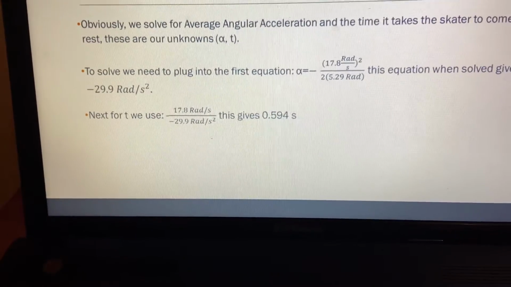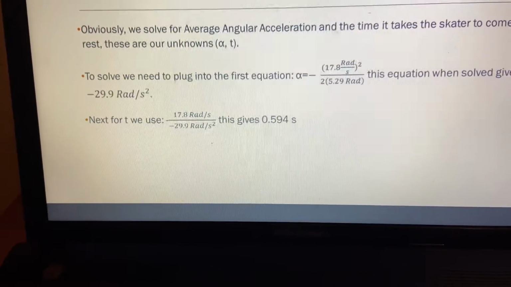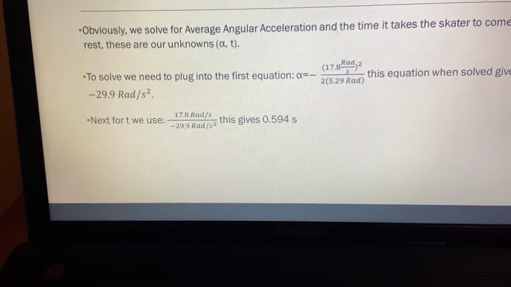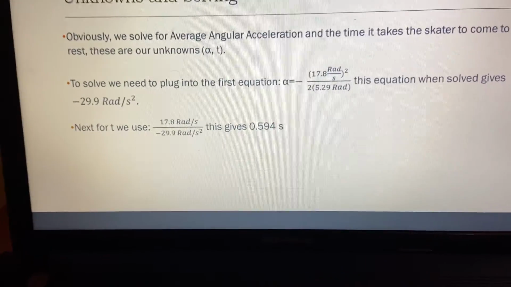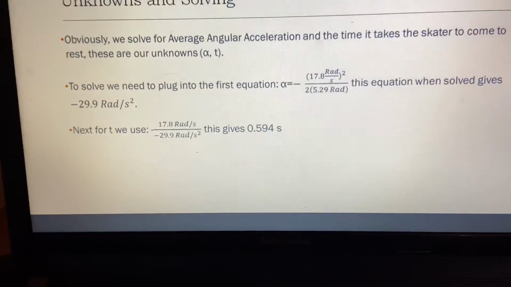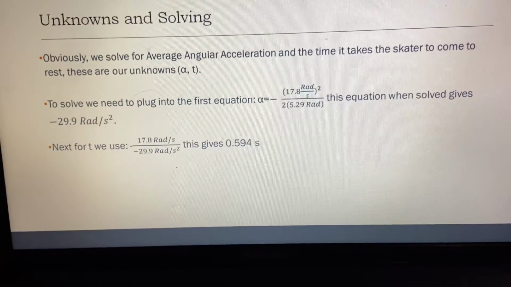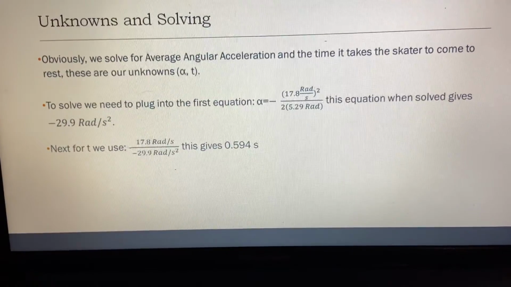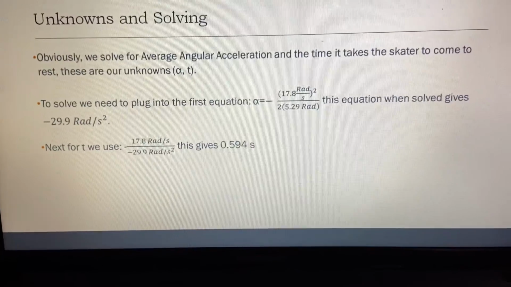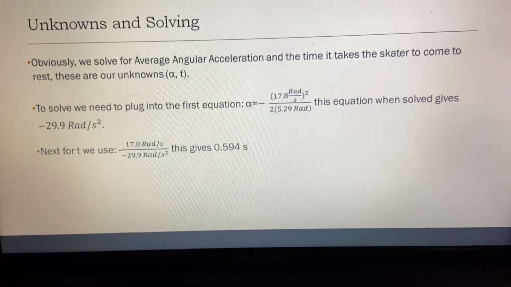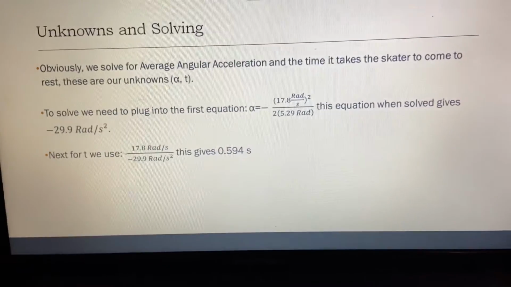And lastly, once we find our angular acceleration, which again is negative 29.9 radians per second squared, we'll solve for our time, and that's going to be 17.8 radians per second divided by our angular acceleration, which is negative 29.9 radians per second squared. And that gives you a value of 0.594 seconds. And that's what I plugged into the problem, or actually I plugged in 0.59, but that shouldn't be an issue, I wouldn't think. So maybe it was my error for not putting it to the third decimal or third significant figure, but Wiley Plus would not accept that answer no matter what I did.